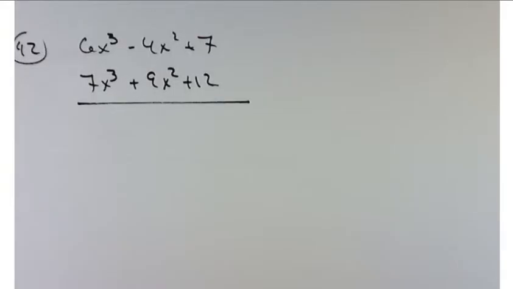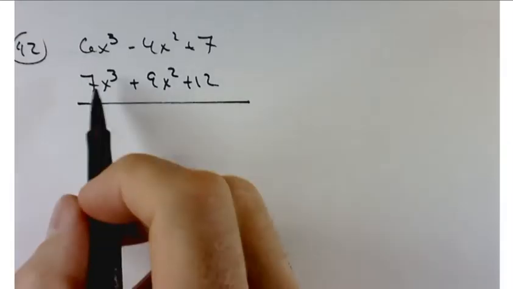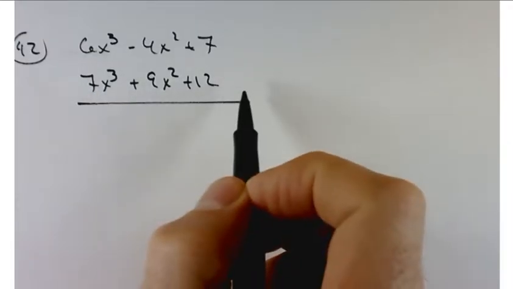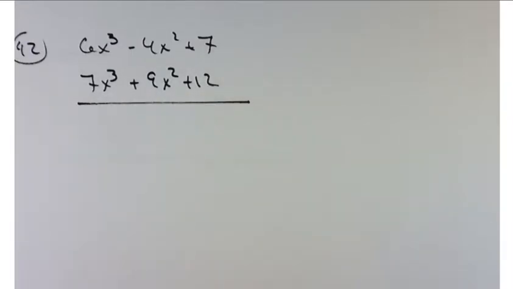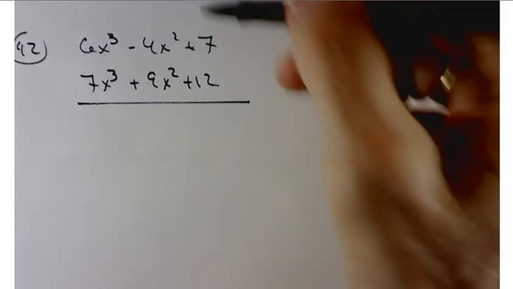Okay, well, wow. Can anyone spot something that's kind of nice about this? Yeah, they're all lined up, right? So this is another reason that it's good to write these in descending order. If they weren't in descending order, then they wouldn't all line up. But they do line up. And now we can just add straight down.